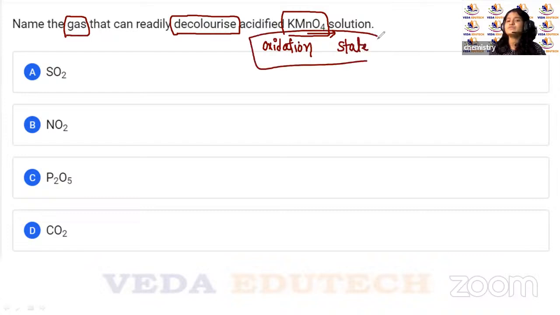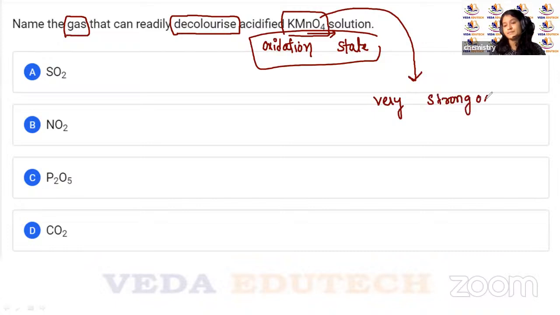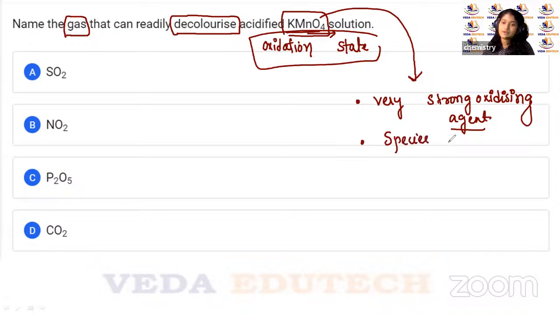Why are we going to see the oxidation state, children? It is because we know that KMnO4 is a very strong oxidizing agent. So the one that is going to react very much with KMnO4 is going to decolorize it, right? So that species which will react more is going to decolorize.